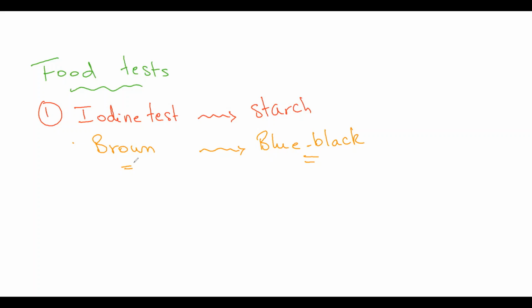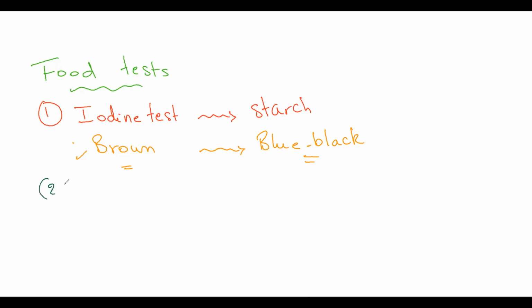This is another hint for the exam. You never say the color does not change or the color stays the same. You have to mention what this color is. It will remain yellowish brown. That's it. Okay? You have to be more accurate in answering such a question.